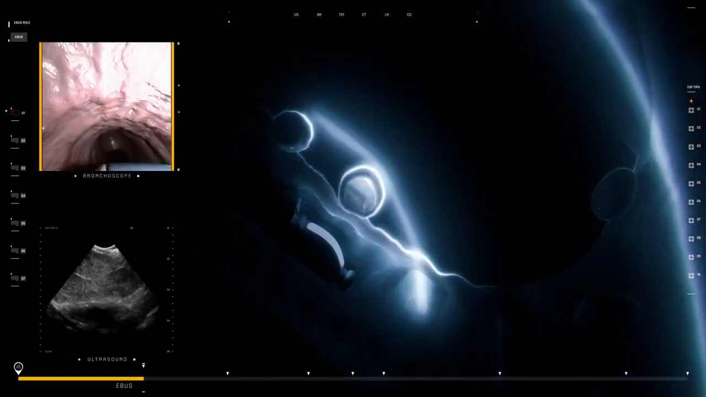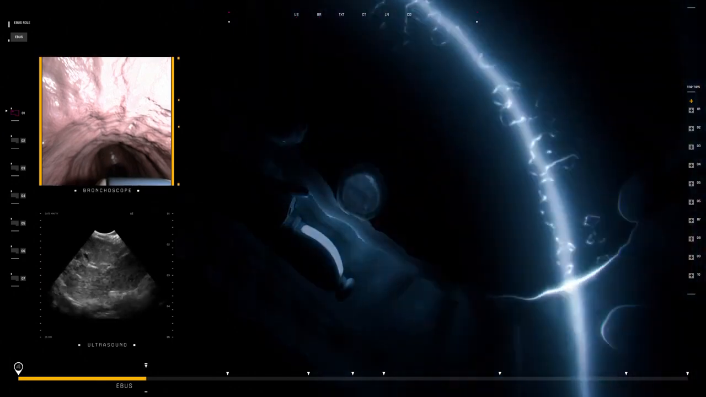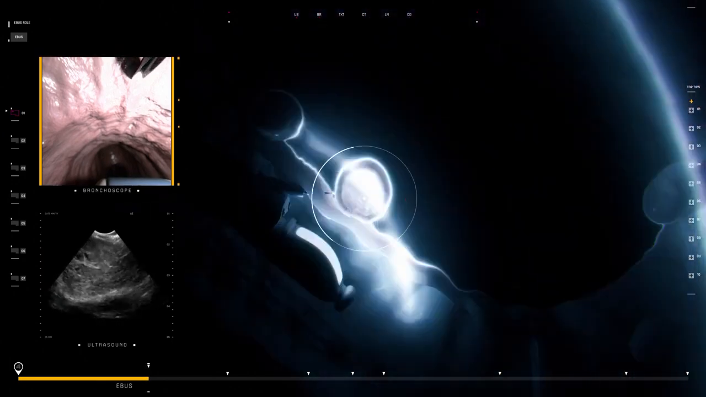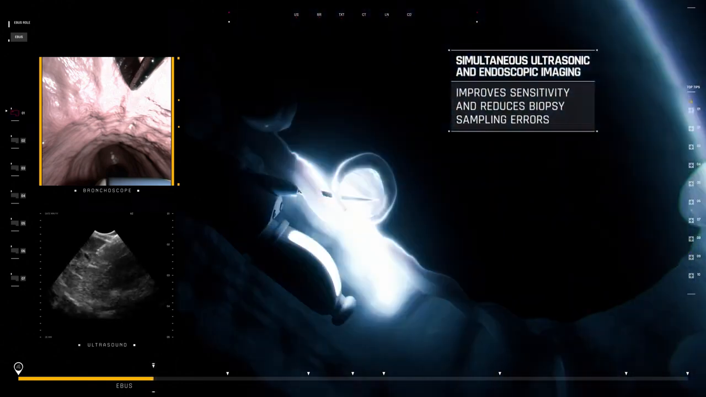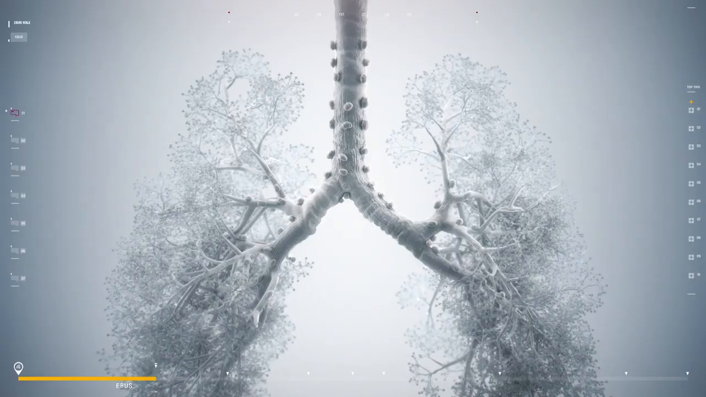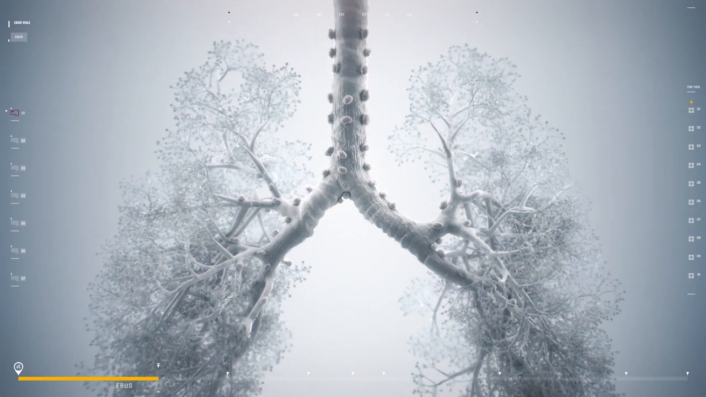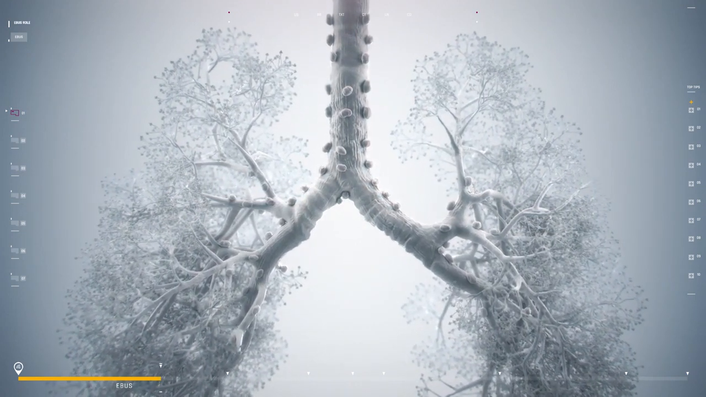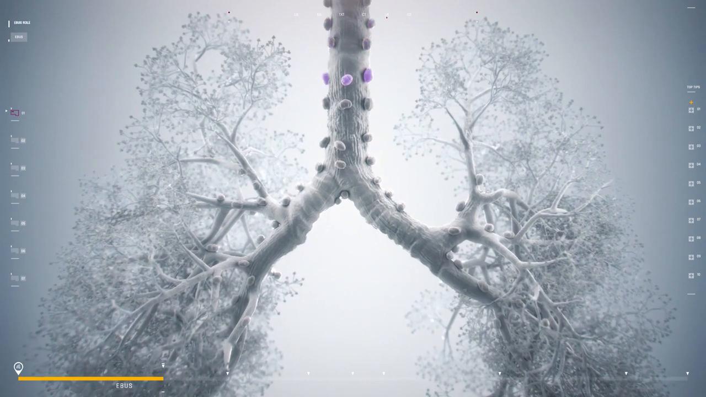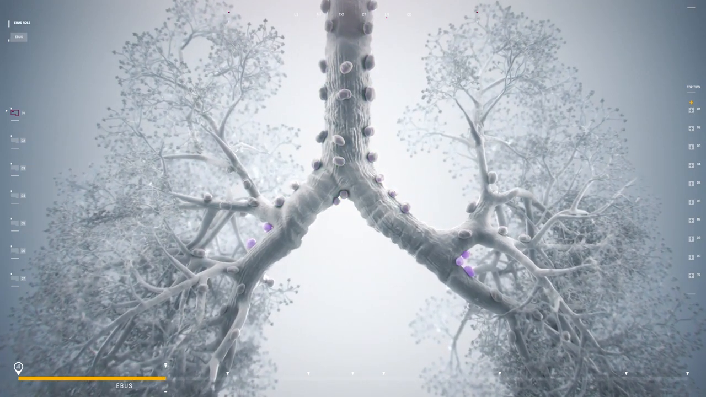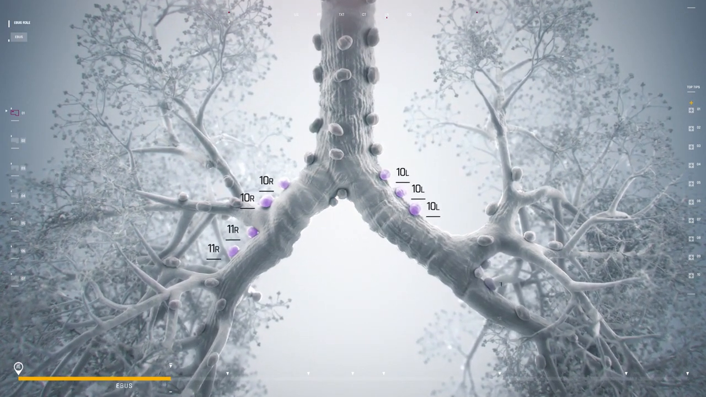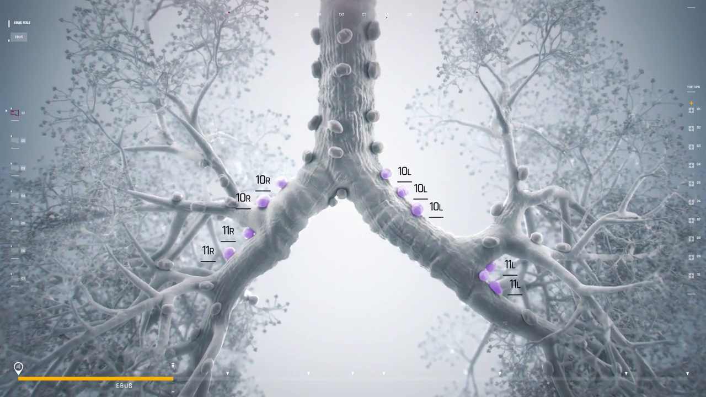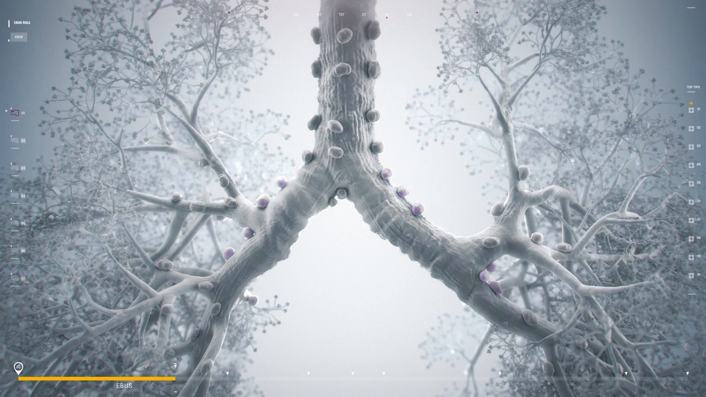Simultaneous visualization of the ultrasonic and bronchoscopic views enables superior site selection for transbronchial sampling, improving sensitivity and reducing biopsy sampling errors. EBUS-guided transbronchial needle aspiration allows adequate sampling of all intrathoracic lymph nodes adjacent to the bronchial tree, including 10R, 10L, 11R, and 11L, which are inaccessible by other more invasive techniques.